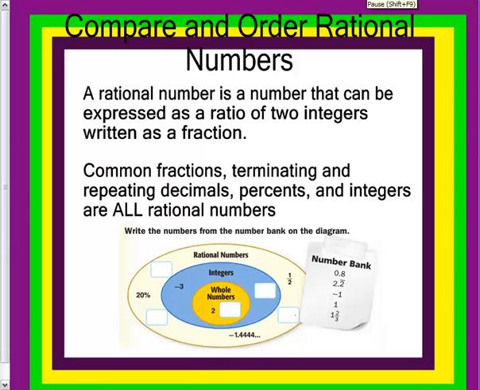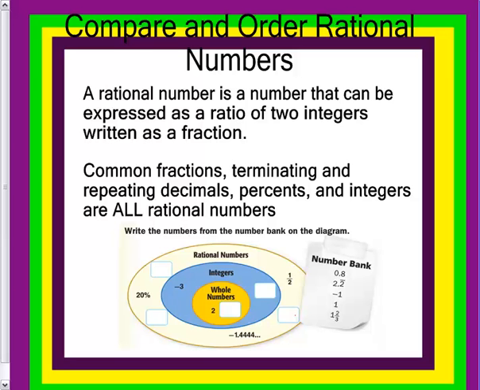Okay, so today in class we're working with comparing and ordering rational numbers. A rational number is a number that can be expressed as a ratio of two integers, written as a fraction. So common fractions, terminating and repeating decimals, percents, and integers are all rational numbers.